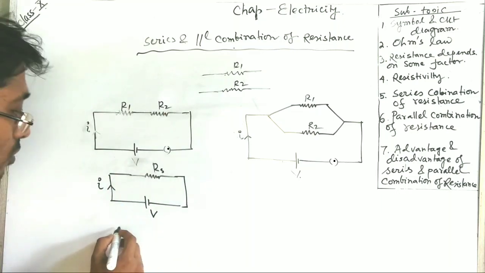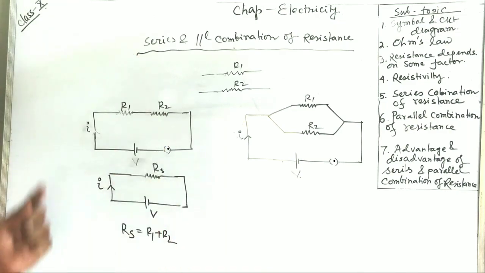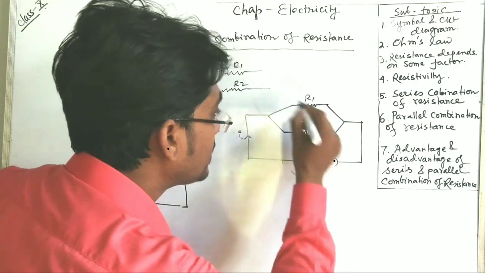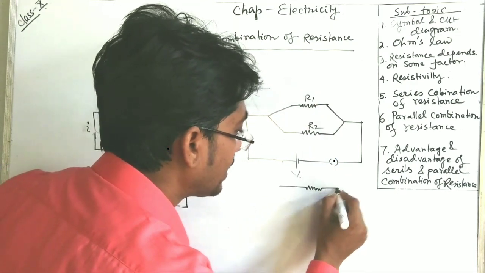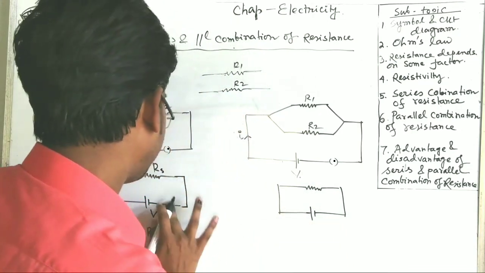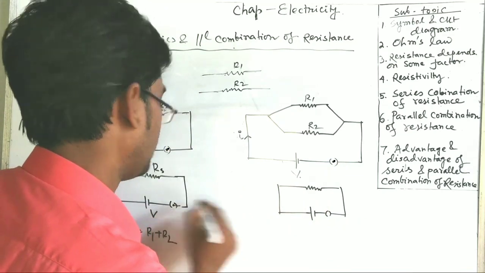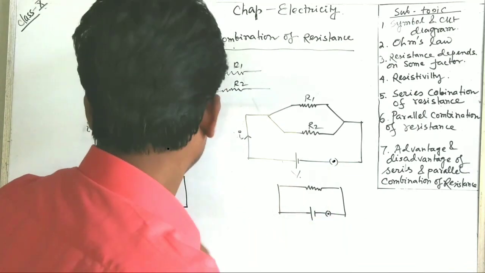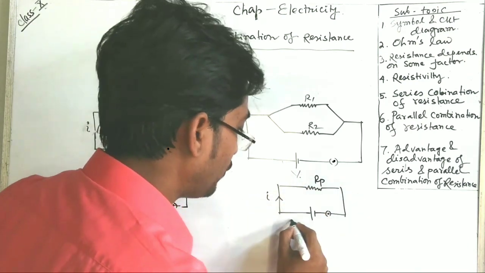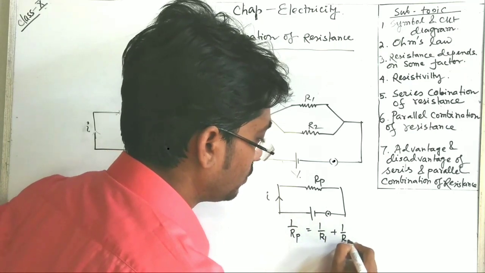Then in this case what will be the equation? RS, obviously, will be R1 plus R2 for the case of a series resistance. And for the case of a parallel resistance, what will it be? Suppose instead of these two resistances we have taken one resistance, again the same figure will be there, that is current I, and this will be RP. Then 1 by RP is equal to 1 by R1 plus 1 by R2.